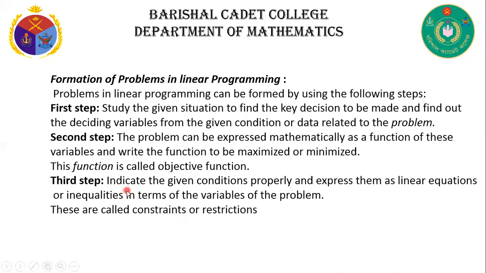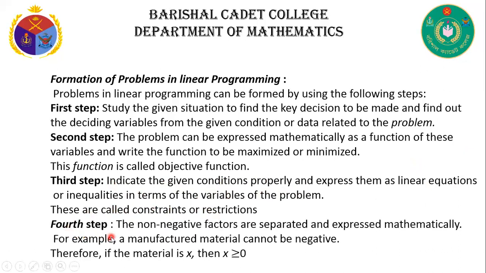Again, I repeat, indicate the given condition properly and express them as linear equations or inequalities in terms of the variables of the problem. These are called constraints or restrictions. Now, step 4. The non-negative factors are separated and expressed mathematically. For example, manufactured materials cannot be negative. That's why if the material is X, then X is greater than or equal to 0.